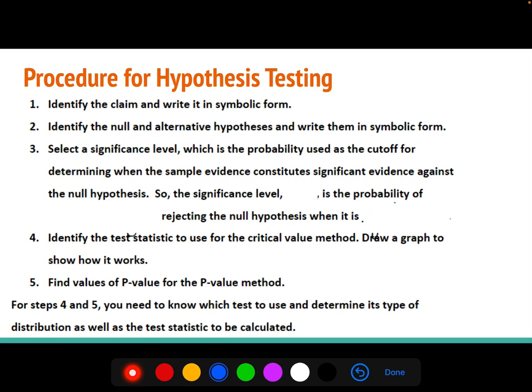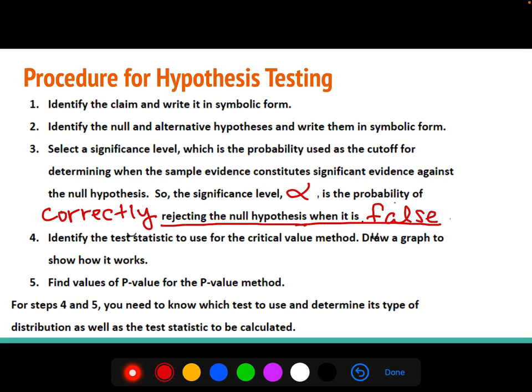Then you're going to find a significance level, which is the probability used as the cutoff for determining when you have significant evidence against the null. So for your significance level, which we usually denote as alpha, it's the probability of incorrectly rejecting the null when it is true. And there's a lot of terms in here, so you're going to get used to some of these words along the way. They're going to sound kind of weird at first.